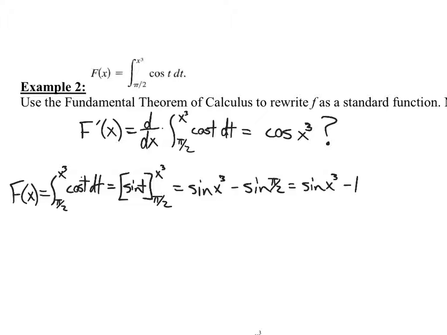All right, now, it said we want to find f prime of that, because if we're going to rewrite f as a standard function of x, f of x is going to be the derivative of capital F of x, right? Well, what's the derivative of sine of x cubed minus 1? Cosine of x cubed times 3x squared. Yeah, times 3x squared.